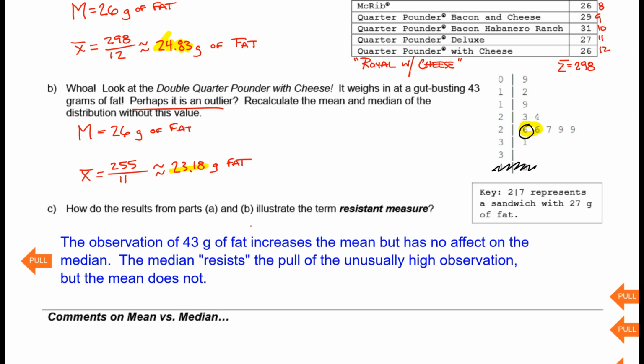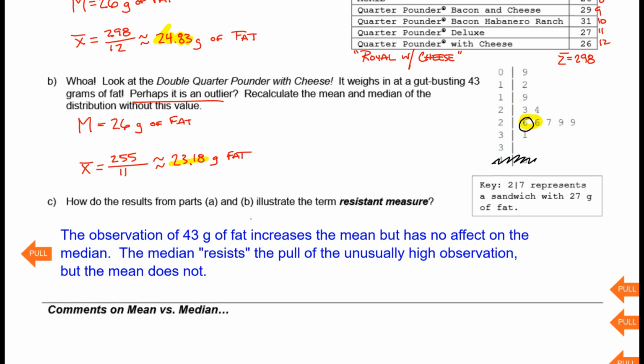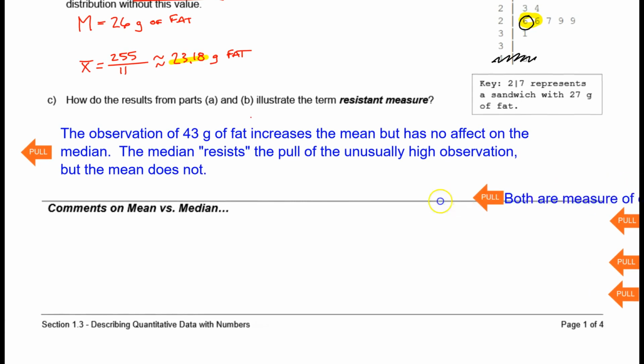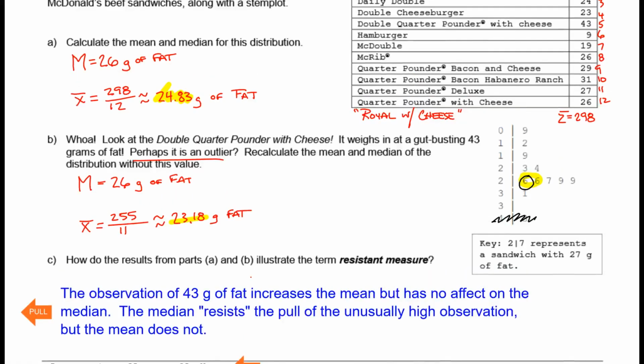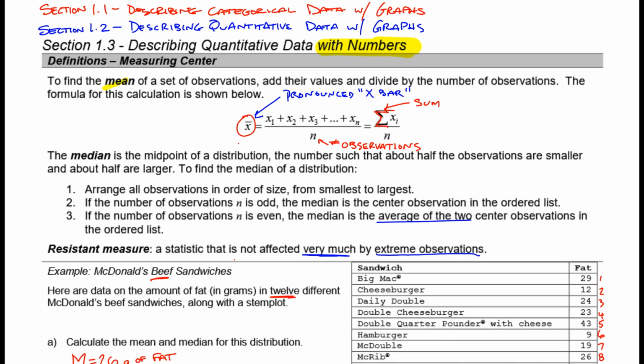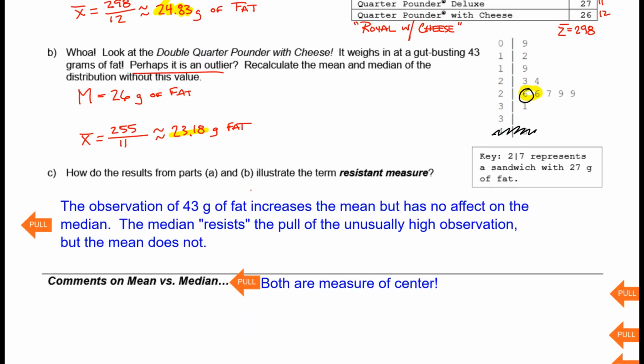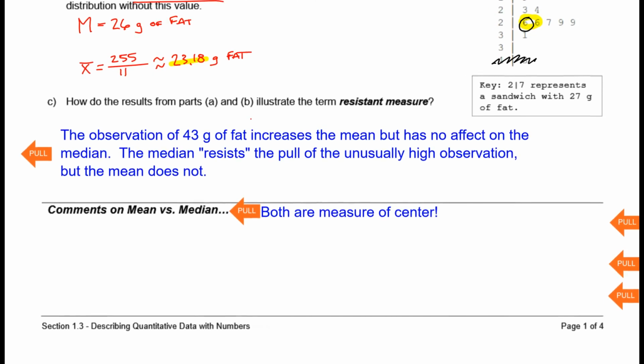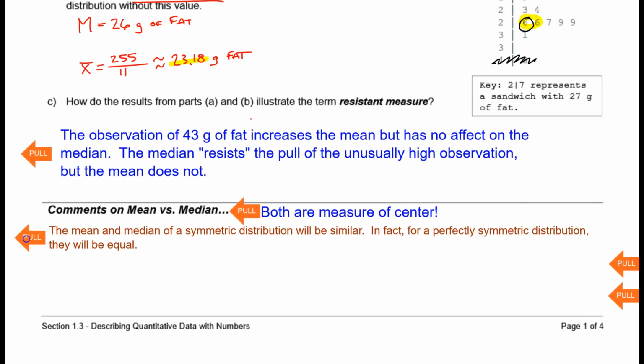Okay, so let's talk about some things that I think you should remember about mean versus median. First of all, they both are a measure of center, and that's included at the top of the notes, but I think I forgot to mention that. So you notice here it says definitions, measuring center. So mean and median are both measures of the center of a distribution. And that was worth mentioning because I forgot to mention it before. So what else can we say about mean versus median? The mean and median of a symmetric distribution will be similar. In fact, for a perfectly symmetric distribution, they will be equal.